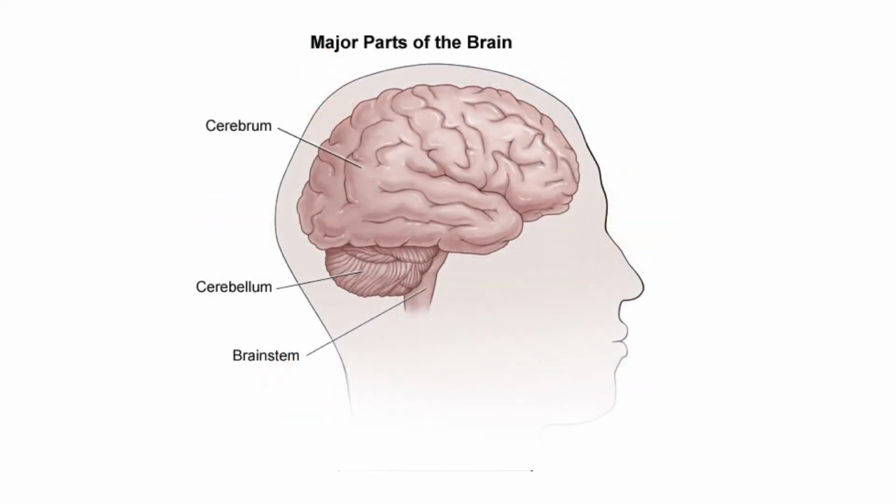The effects of a stroke depend on several factors, including the location of the obstruction and how much brain tissue is affected. However, because one side of the brain controls the opposite side of the body, a stroke affecting one side will result in neurological complications on the opposite side of the body.